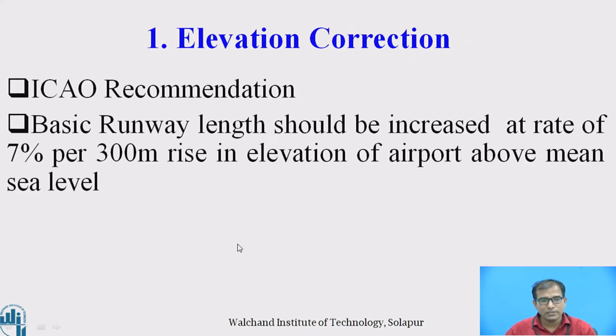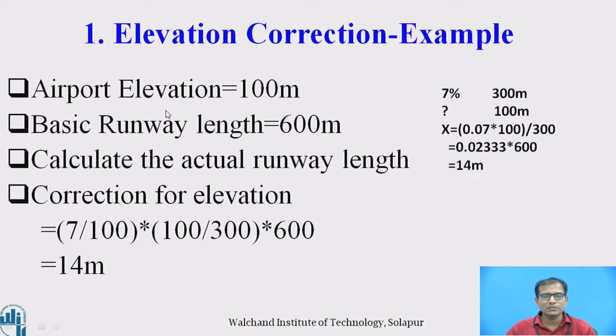As per the ICAO recommendation, International Civil Aviation Organization, what is the basic runway to which they apply the correction? You already know the basic runway length is given to you. You are going to increase that basic runway length at a rate of 7% for a 300 meter rise in the elevation. So for every 300 meter rise in elevation above mean sea level, you increase by 7%. An example is given over here.